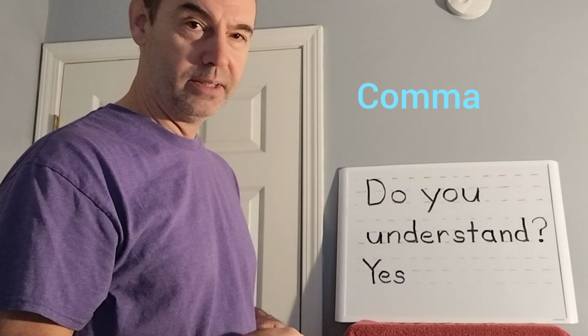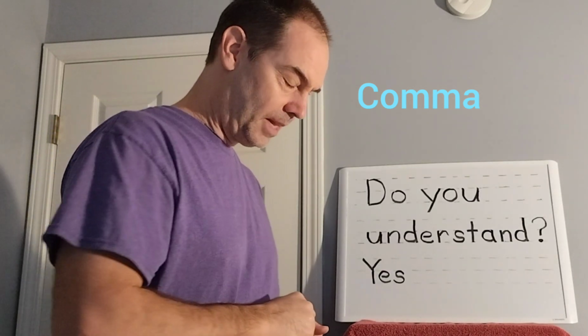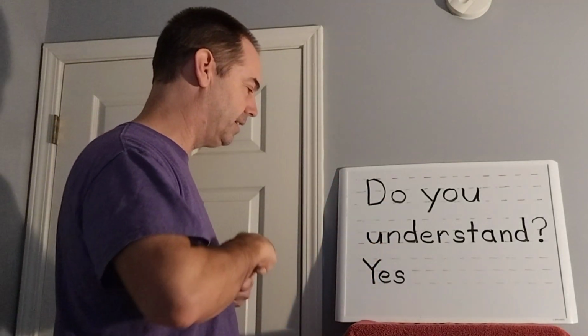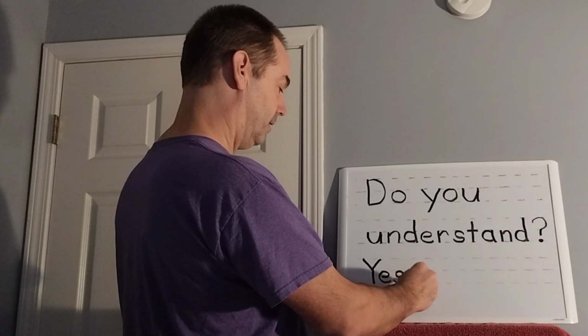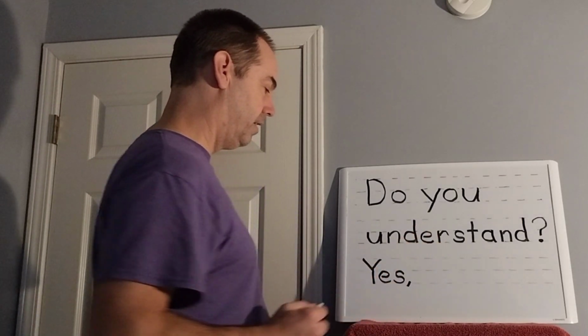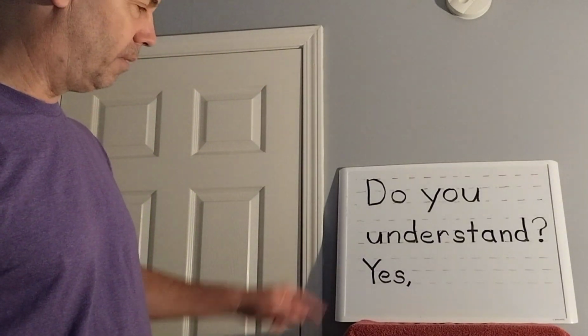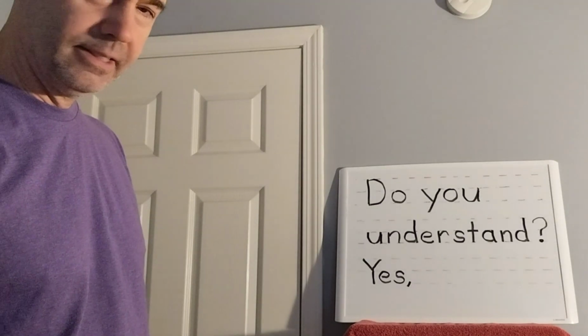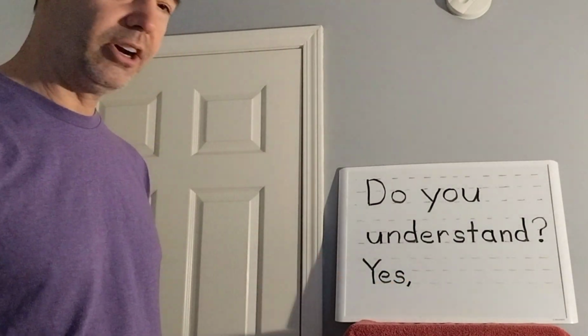C-O-M-M-A spells comma. A comma is a mark that we make in a sentence that tells there's a pause there. It's not the end of the sentence, but there's a pause in the sentence. And that's what a comma indicates. A comma is a little mark on the bottom line. Kind of a mark through the bottom line like that. Do you see that right there? That thing right there is called a comma.